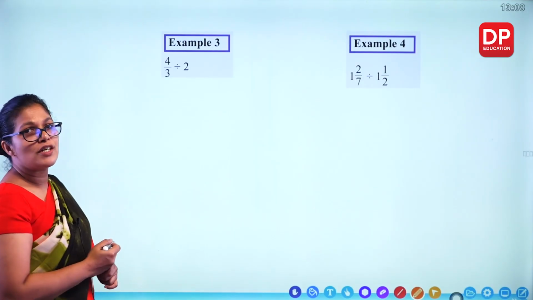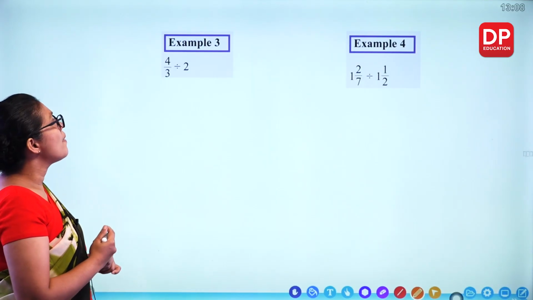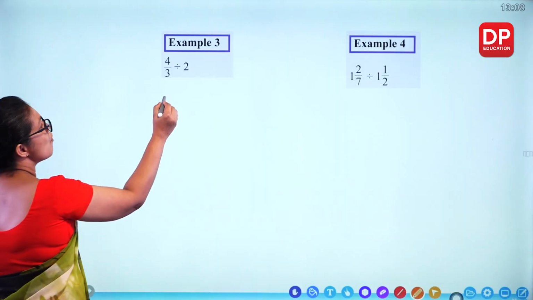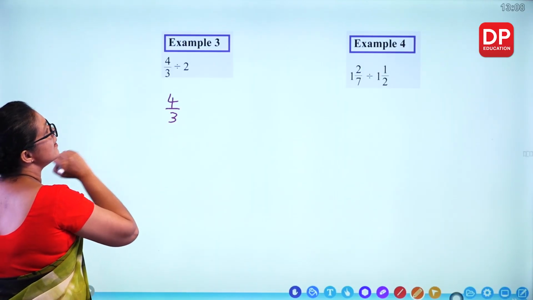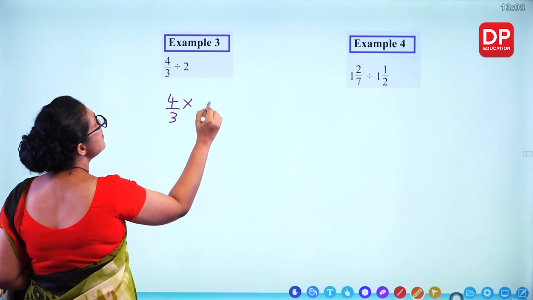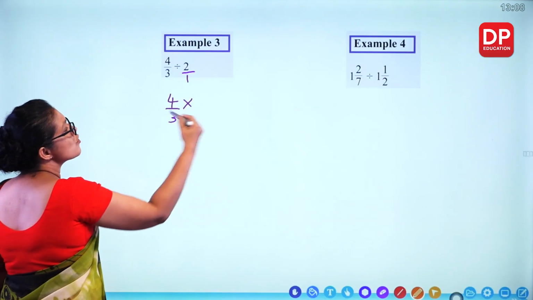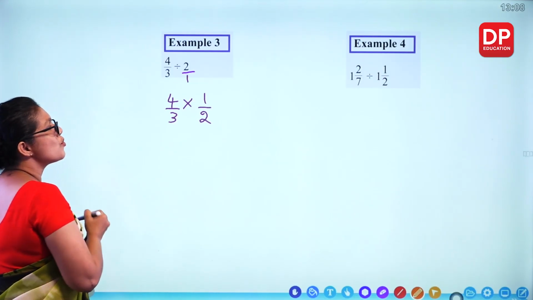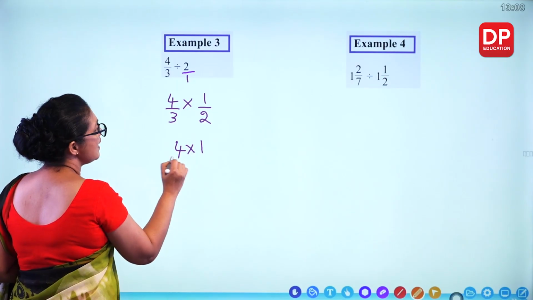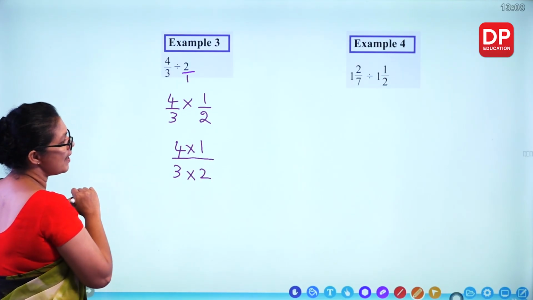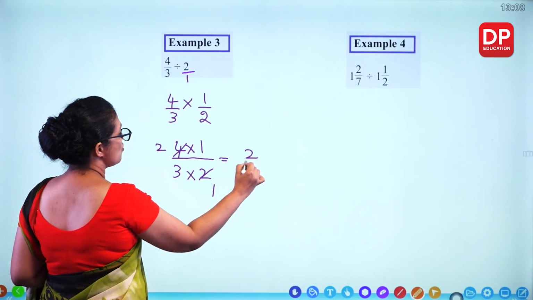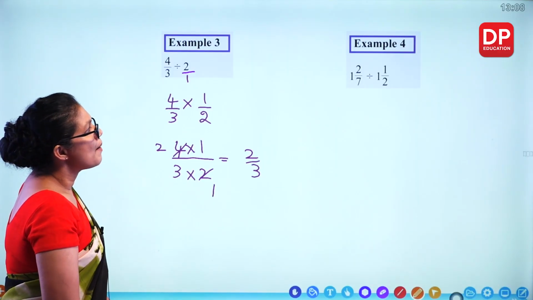Example number 3. Now division. So what's the method for division? You multiply with the reciprocal of the second fraction. 4 over 3 is there. Then what is the reciprocal of 2? This is like 2 over 1. So 1 goes up and this is 2 in the denominator. So that's a half. Now multiply the numerator separately and the denominator separately. Simplify. 2 times 1, 2 times 2. You get 2/3.